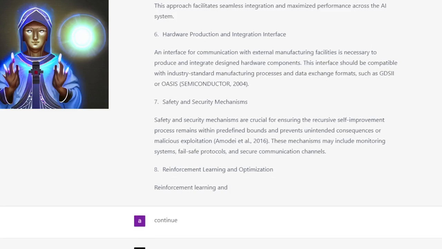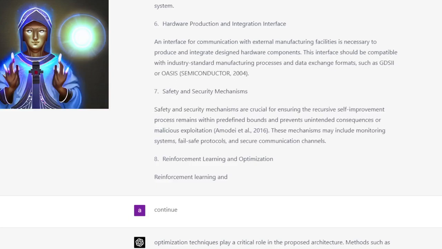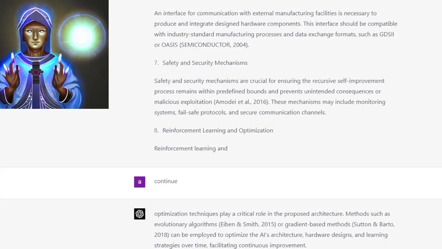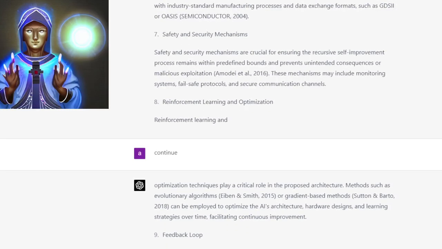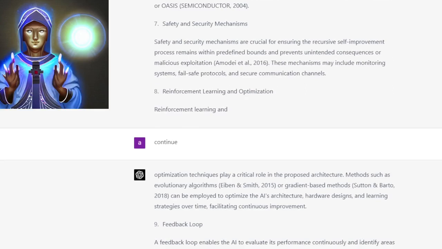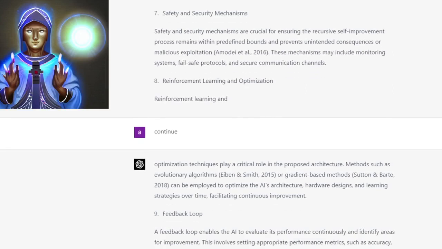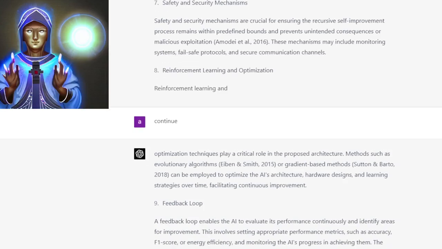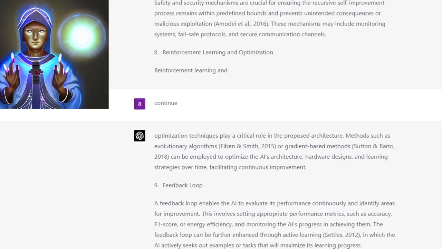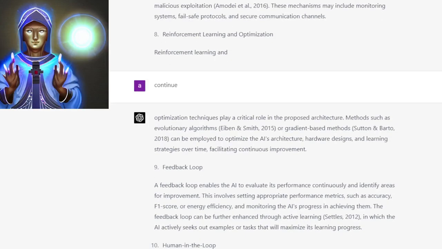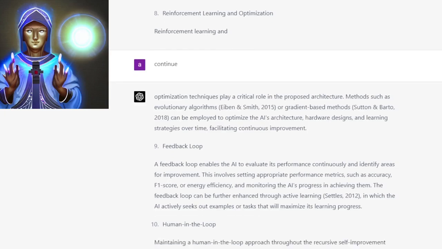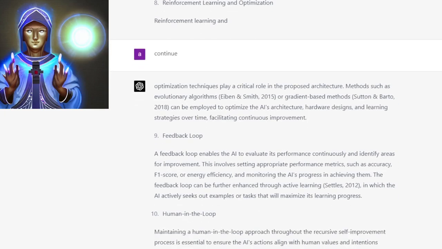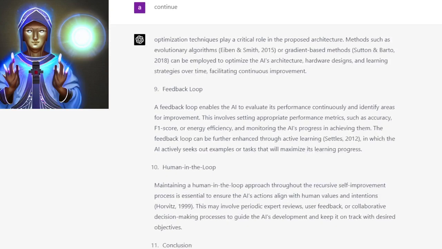Meta-learning module: a key component of our proposed architecture is a meta-learning module that enables the AI to learn how to learn. Bengio et al., 2019. This module facilitates the identification of bottlenecks in the AI's architecture and provides guidance for potential improvements. Meta-learning techniques, such as model-agnostic meta-learning, MAML, Finn et al., 2017, or Reptile, Nichol et al., 2018, can be applied to optimize the learning process and update strategies over time.